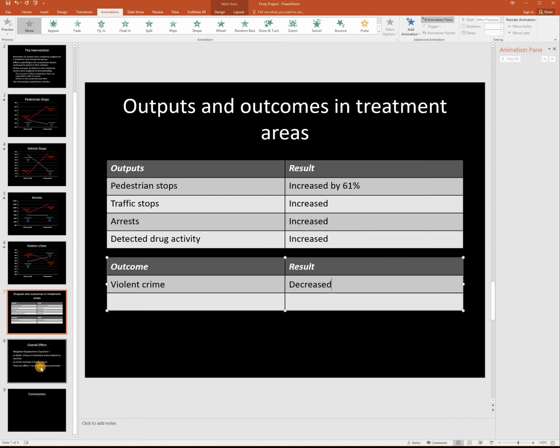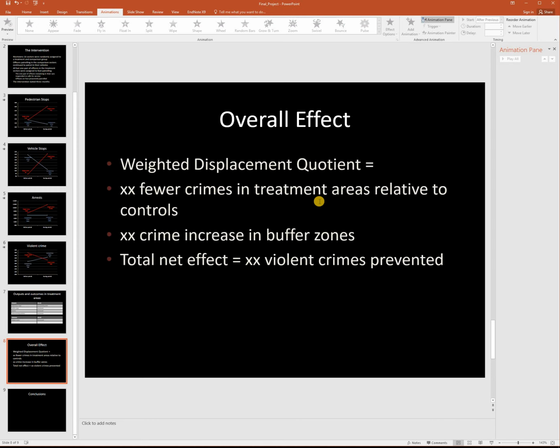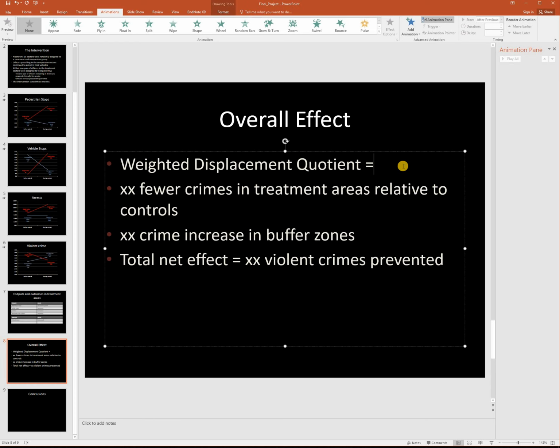And then I would go to your kind of last slide, really, before your conclusion slide, and I would talk about the weighted displacement quotient. And so what you're going to have to do with this slide 8 here is you're going to have to enter the weighted displacement quotient value and fill in the information that I've got here marked as X's. And this is all, again, information that you'll find from the weighted displacement quotient results.